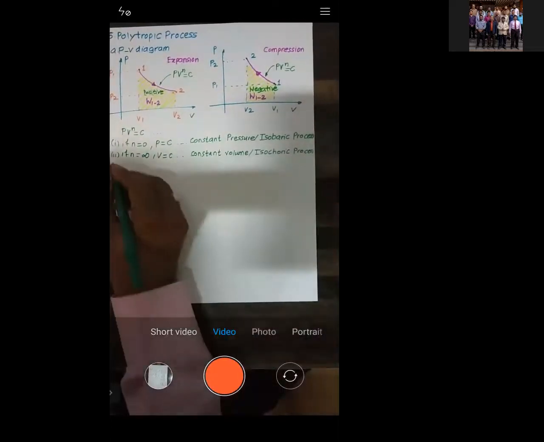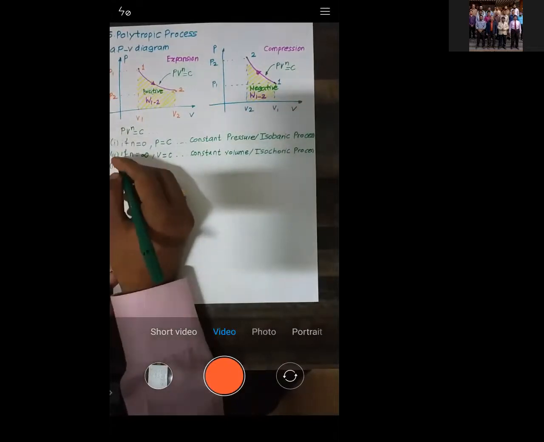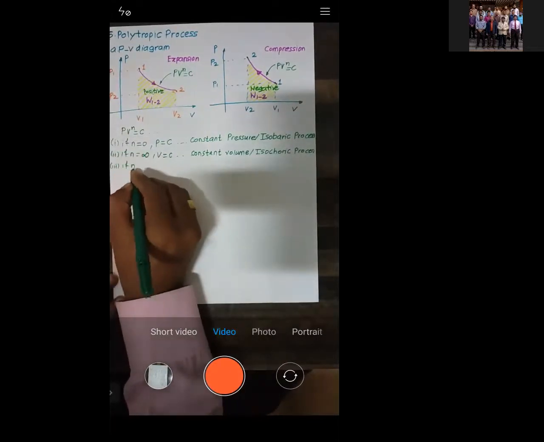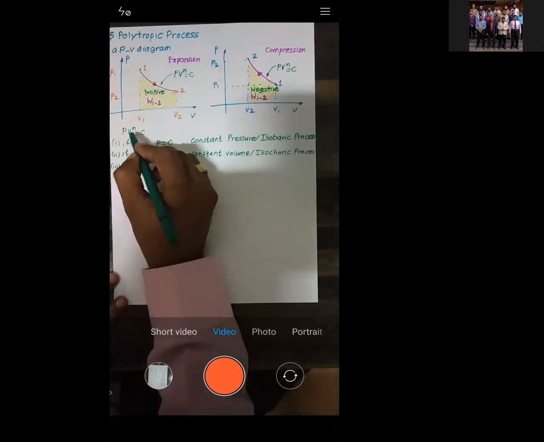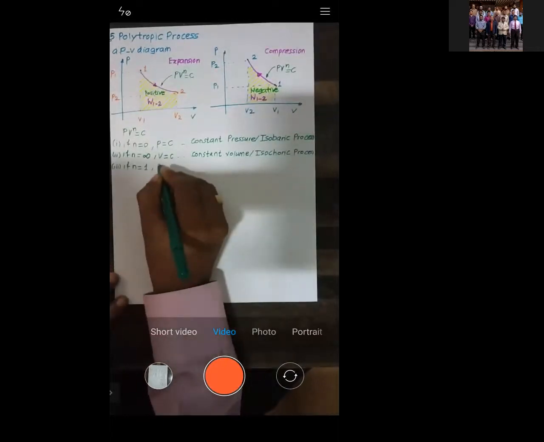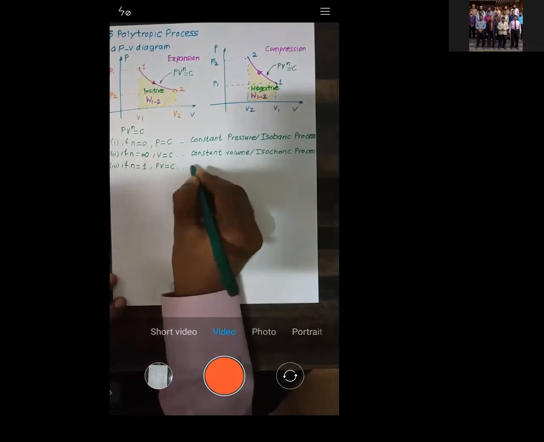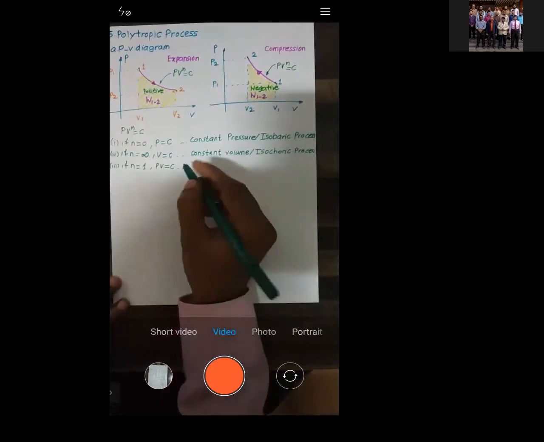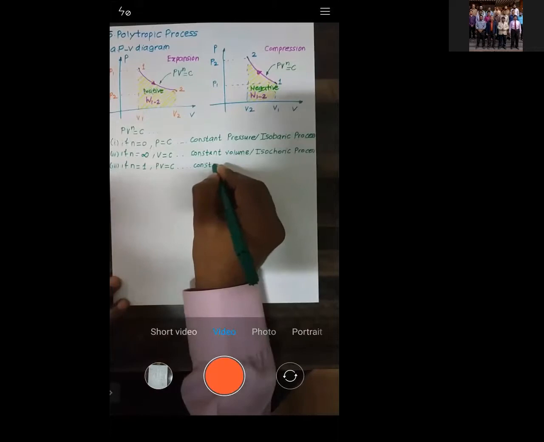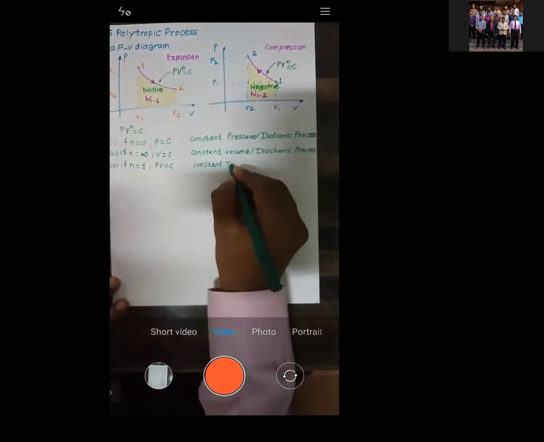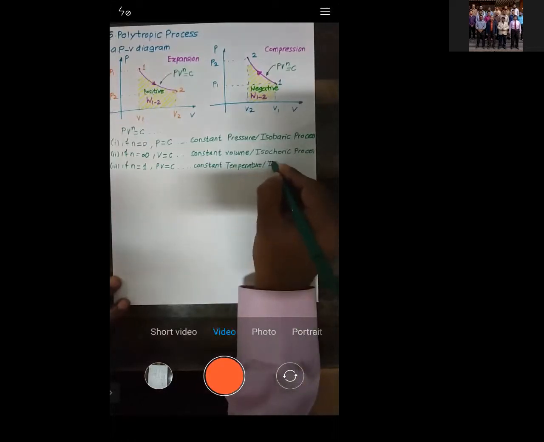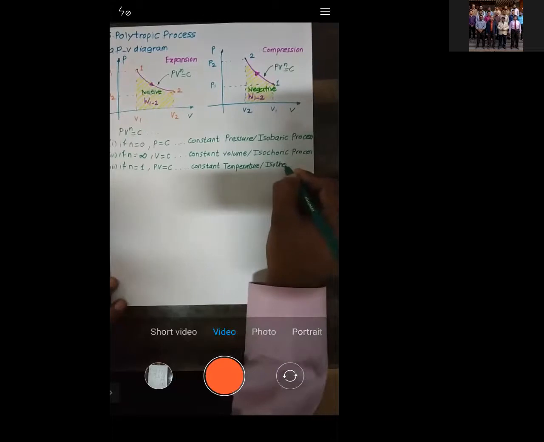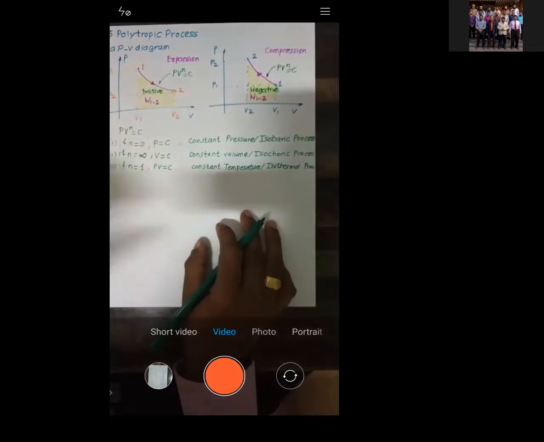Let us go to the third case. If you put n = 1, what law will you get? PV = C, right? What is PV = C? It's a constant temperature process, so it is also known as isothermal. Constant temperature, it is isothermal. So it's an isothermal process.